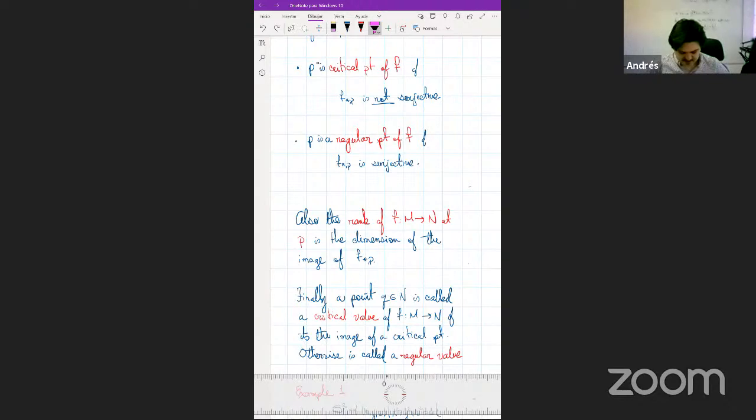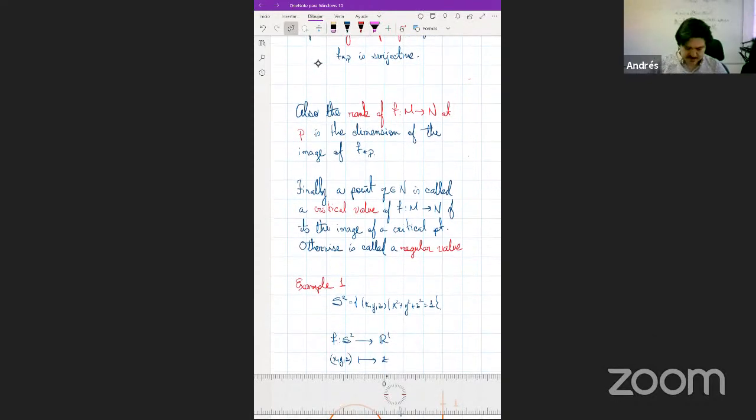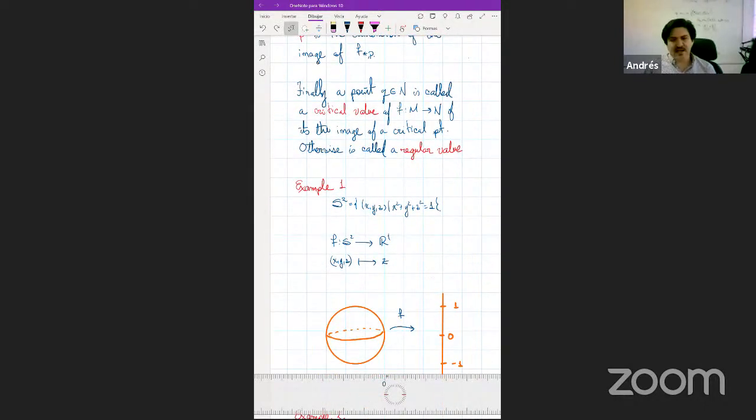So let's see examples of this. So I'm going to consider the unit sphere, the two-dimensional sphere. So I'm using the ambient coordinates, x, y, and z. And my function is the projection. So basically, I'm projecting to the y-axis, to the z-axis. That's my function.